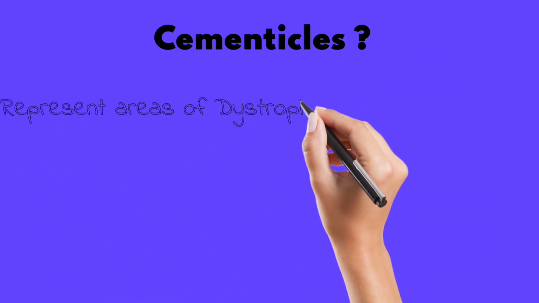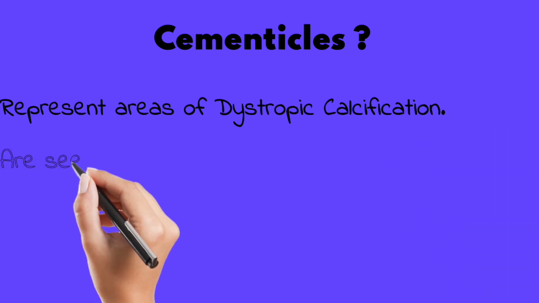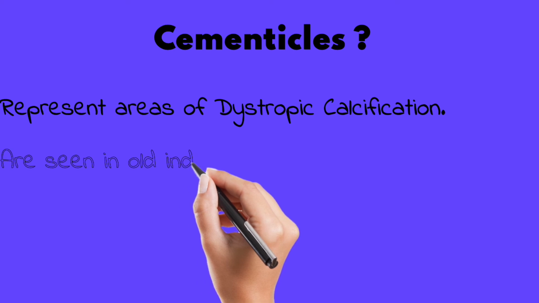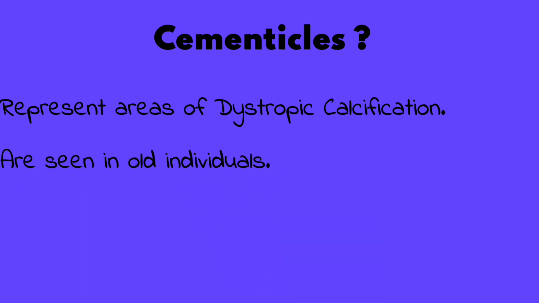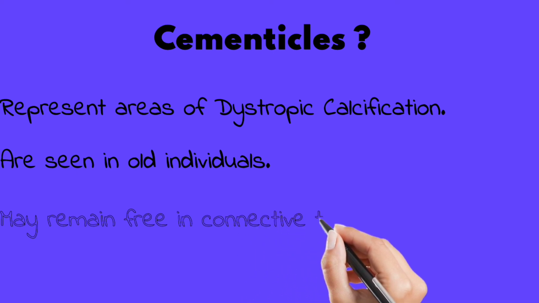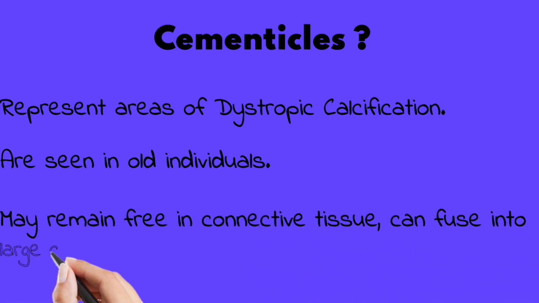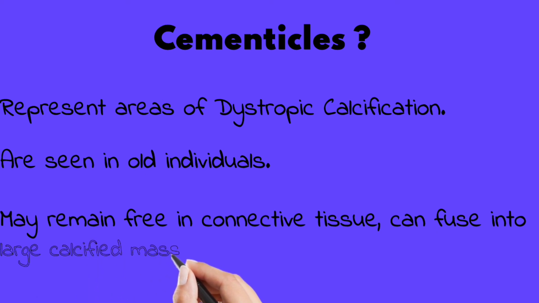Next question, which is very important in viva, that is, what are cementicles? Cementicles represent the areas of dystrophic calcification. These are mainly seen in old individuals, and they may remain free in the connective tissue or may fuse with a large calcified mass, or they may be joined with the cementum.